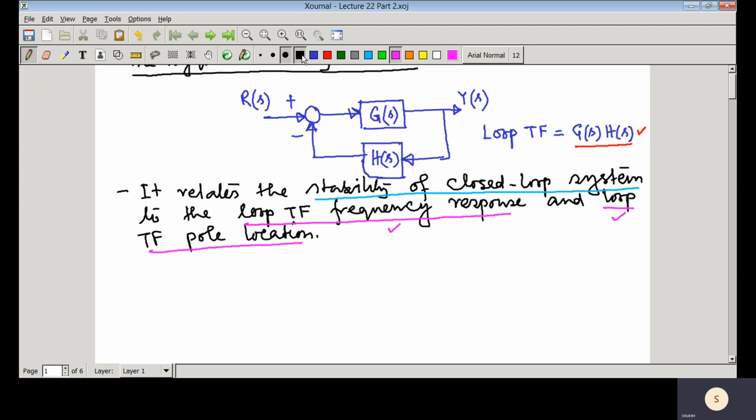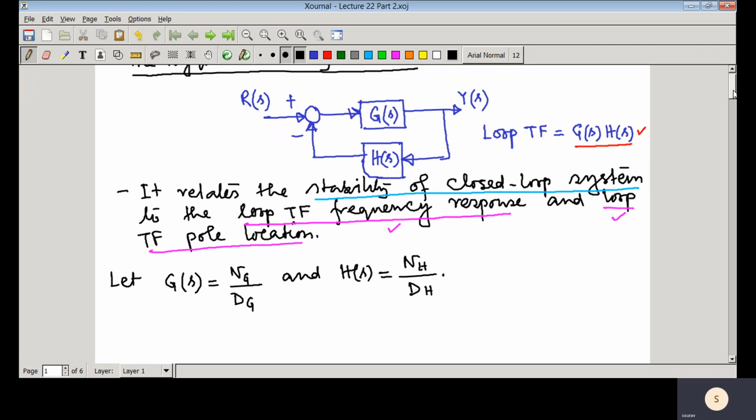Before that, we need to understand the poles and zeros of the loop transfer function. Let G(s) be the open loop plant. It is a rational transfer function, so we represent it with a numerator and denominator: NG is the numerator polynomial and DG is the denominator polynomial. Suppose H(s) is the transfer function with numerator polynomial NH and denominator polynomial DH.